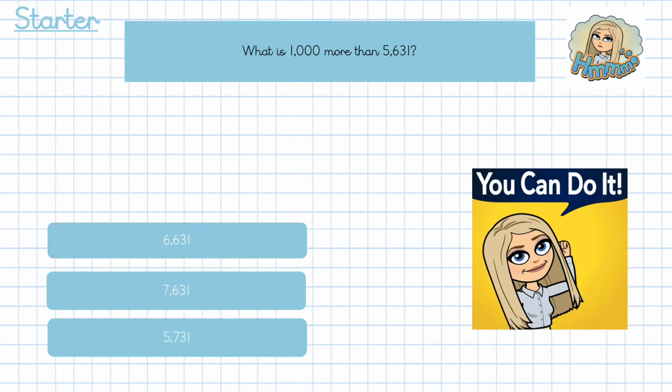What is 1,000 more than 5,631? Is it A, 6,631, B, 7,631, or C, 5,731?